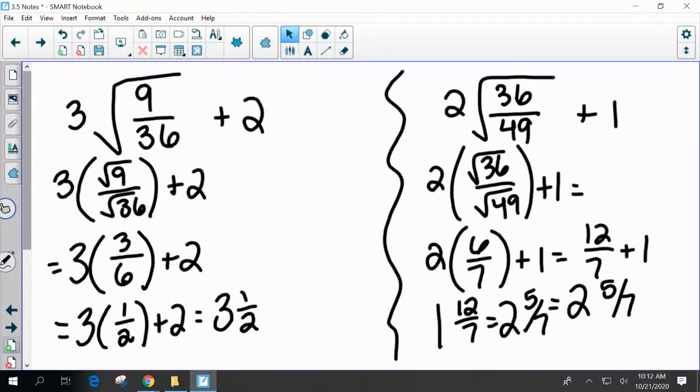So on the 2 times 6/7, why don't you multiply the bottom? Why don't you multiply the 7? Because this is 2 over 1. So that's like 2 times 6 and 1 times 7. So that's where we get 12 over 7.